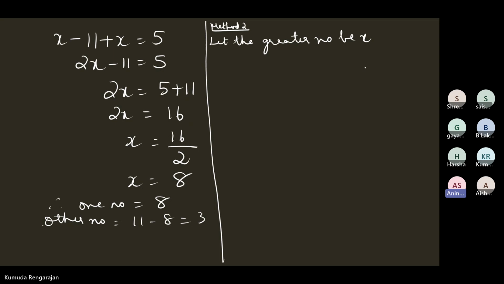Ma'am, I made an equation about the assumption. I'm not sure, but when I do it using the equation, I'm getting the same answer. Yeah, your equation is right. I heard it. The equation is right. I want the assumption. Let the greater number be X. So what about the smaller number, class?